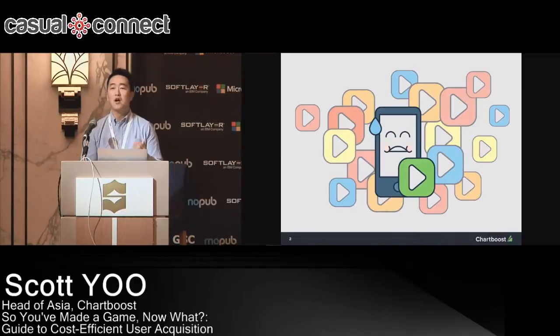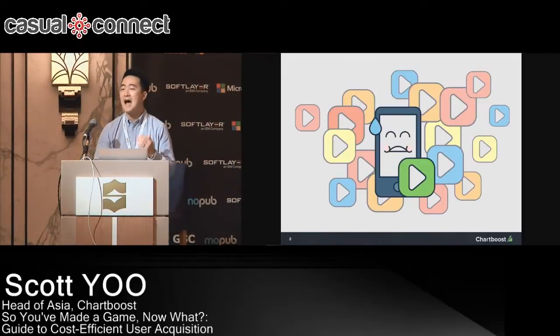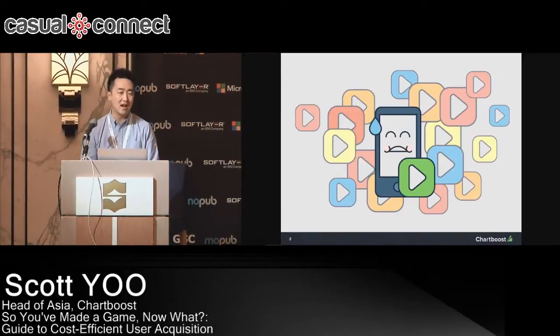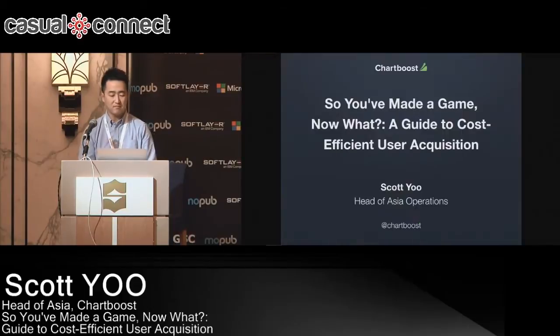As you guys know, games are being released every day. According to VentureBeat, 500 iOS games are released every day, 250 on Android. So the question for every game developer is, how do I get my game distributed? How do I get my game discovered by those 1.91 billion people?